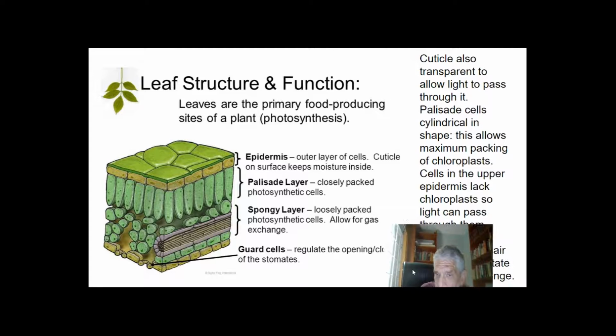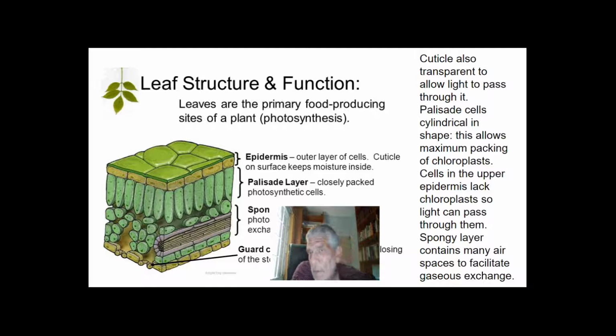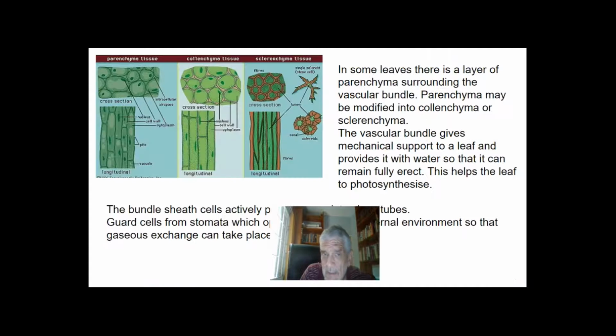And what did I say here? The cuticle is transparent to allow light to pass through it. Palisade cells are cylindrical in shape, and this allows maximum packing of chloroplasts. Cells in the upper epidermis lack chloroplasts so light can pass through them. The spongy layer contains many air spaces, and this maximizes gaseous exchange.